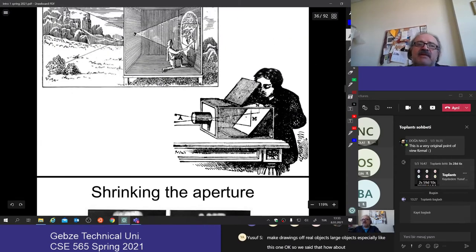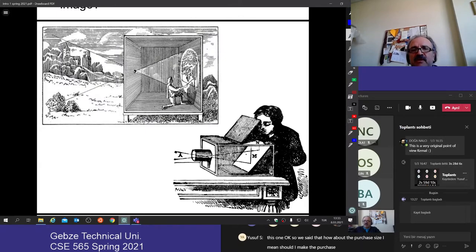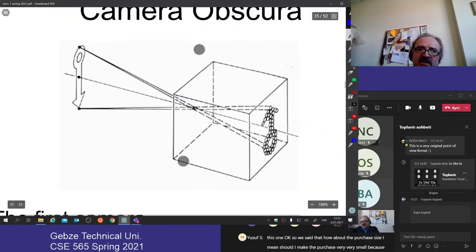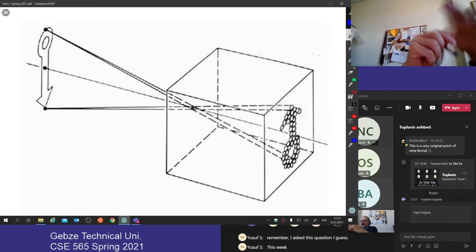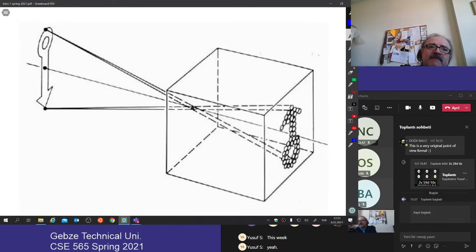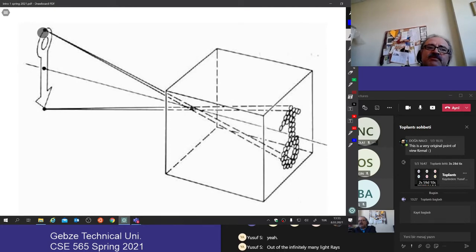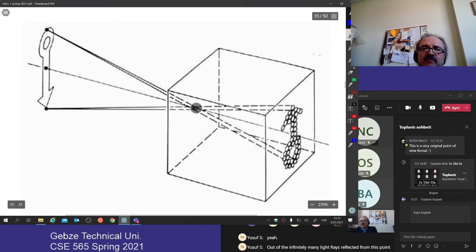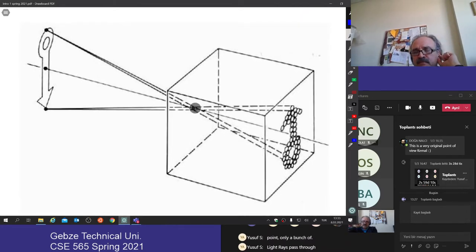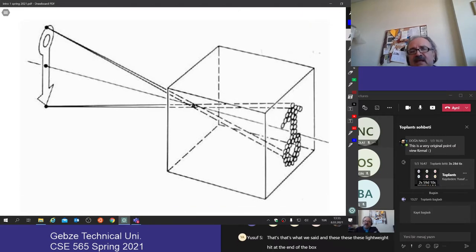How about the aperture size? Should I make the aperture very, very small? Remember, I asked you this question last week. Out of the infinitely many light rays reflected from this point, only a bunch of light rays pass through this hole. These light rays hit the end of the box as a small disk, a circle of confusion. So if I make this hole larger, the image would get blurry.